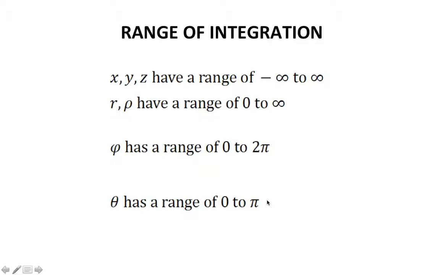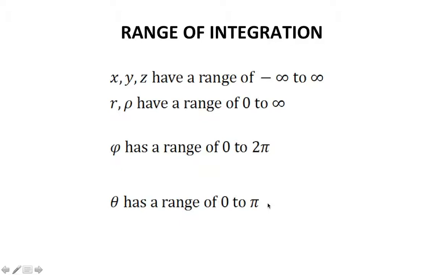A lot of the time, students forget that the co-latitude has a range of 0 to pi. They think it has a range of 0 to 2 pi. But really, once you go past pi, you start double counting the angles. So for example, an inclination of 3 pi halves is just the same as pi halves from the z-axis.